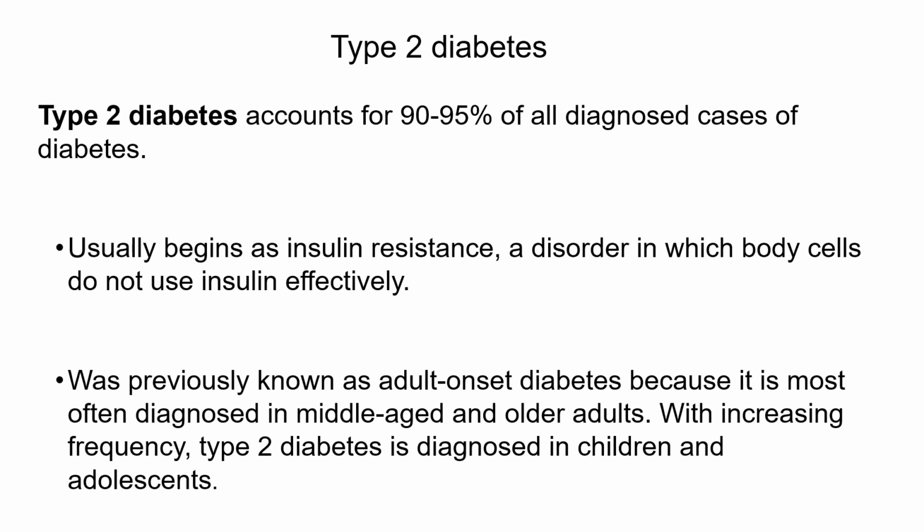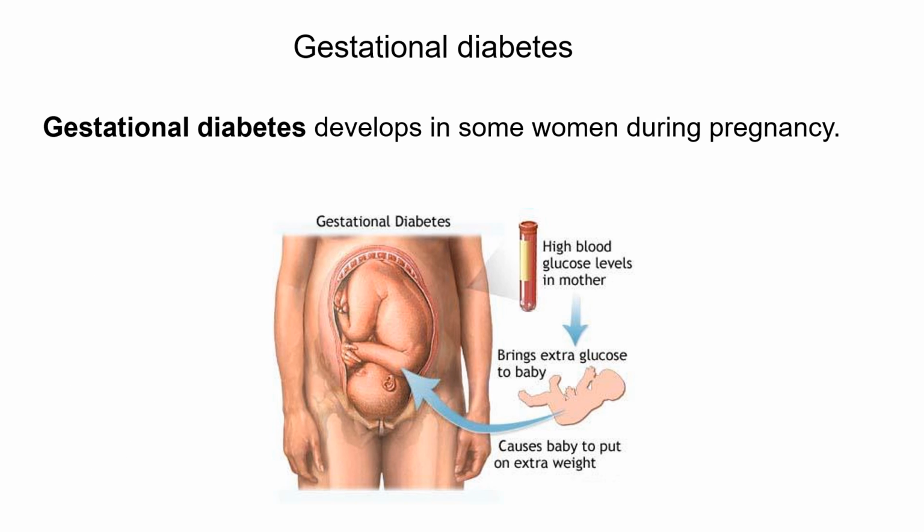So type 2 diabetes used to be known as adult onset diabetes because it usually is diagnosed in adulthood or middle age. But increasingly over the years, over the decades, we are diagnosing type 2 diabetes in younger and younger people. And so anybody at any age can develop type 2 diabetes. It is more common for an adult than a child to develop type 2 diabetes.